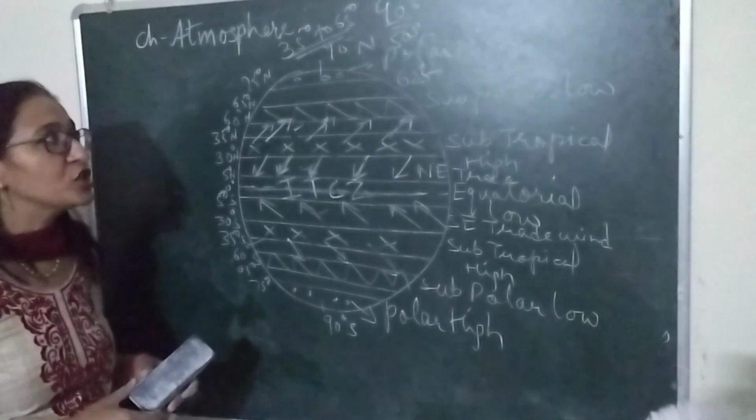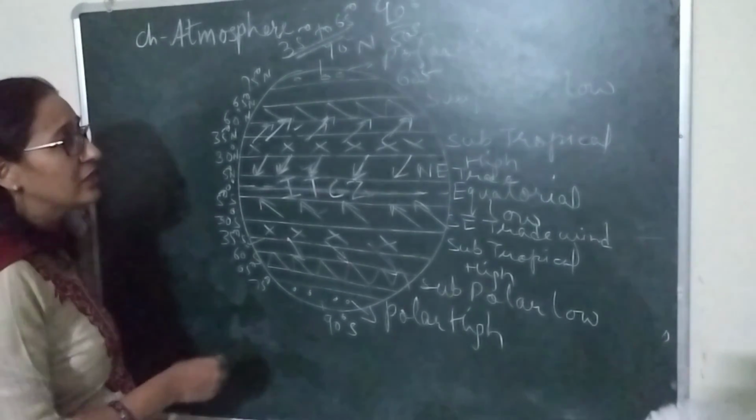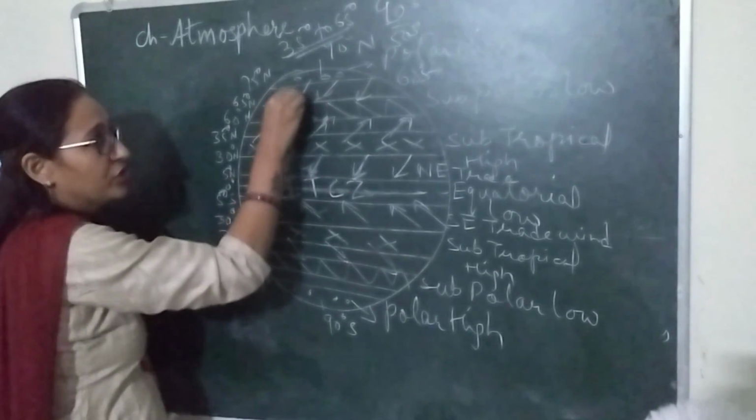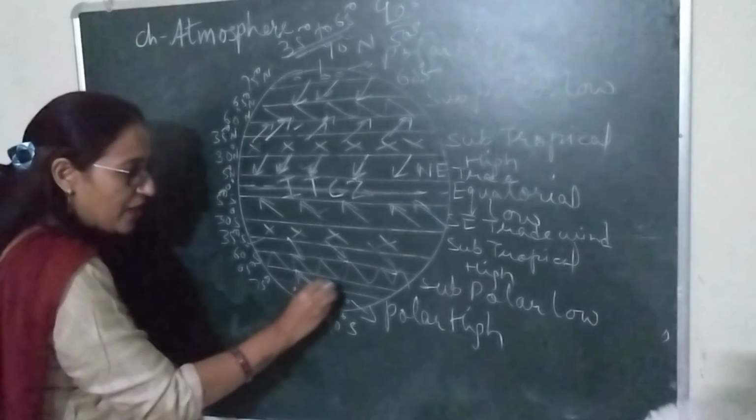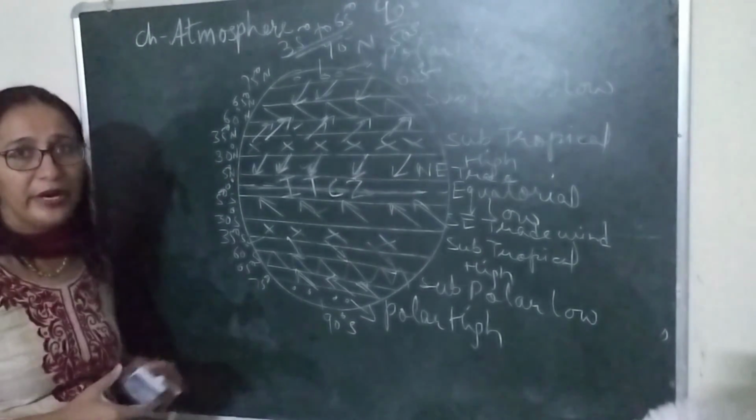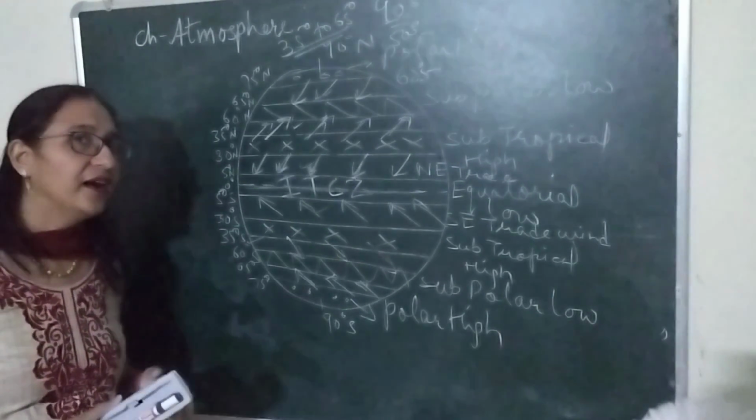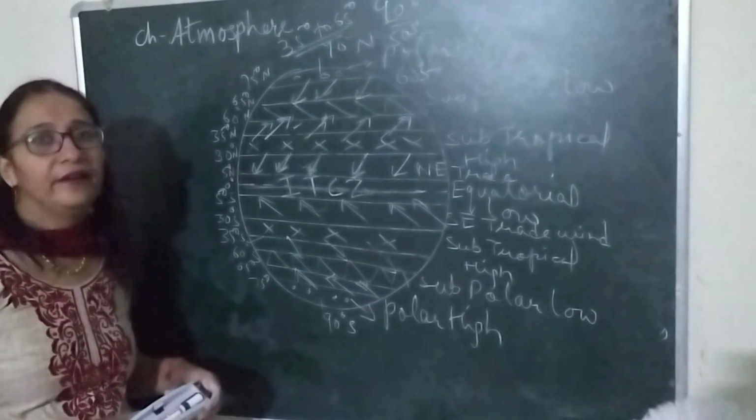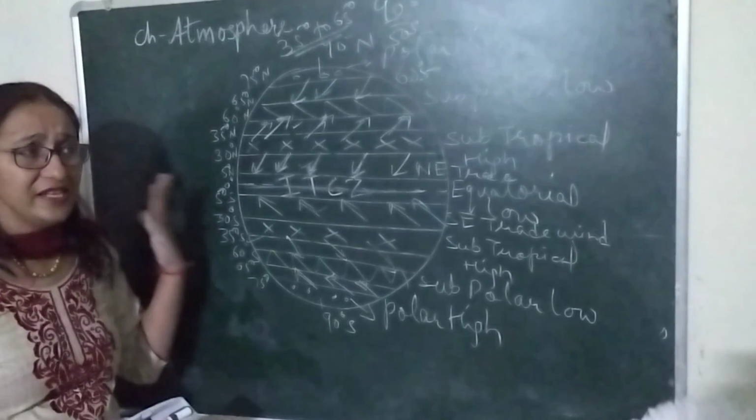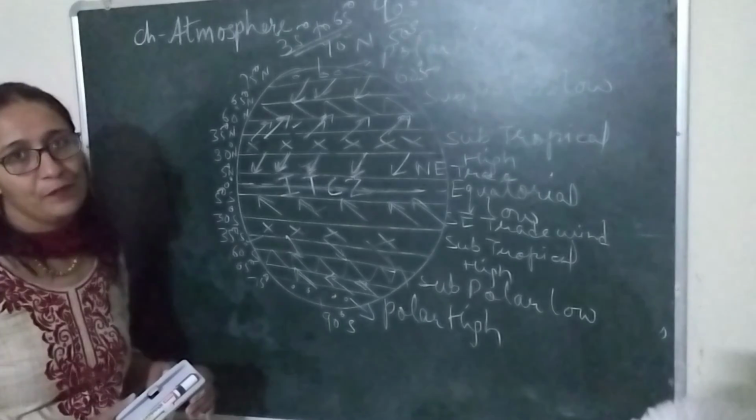And now the last type of permanent wind is polar easterlies. Polar easterlies blow from the polar high pressure belt to the subpolar low pressure belt in both hemispheres. And these winds are comparatively cooler than the other winds like westerlies and trade wind. These are the three types of permanent wind. So we have discussed permanent wind.